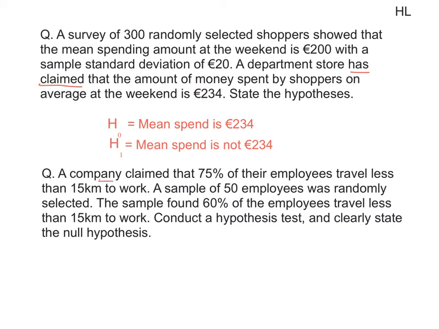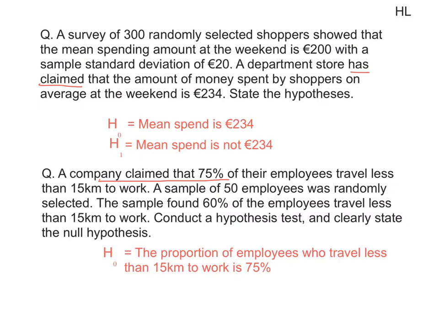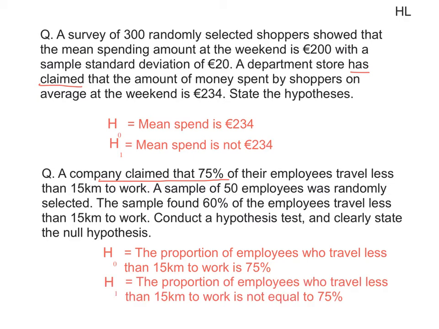In this case, we're still looking at a company claim, so a statement or a claim that has been made. Once again, our null hypothesis is the claim that has been made, but in this case, rather than it being about the mean, it is being made about the proportion. Our null hypothesis is that the proportion of employees who travel less than 15 kilometers to work is 75%. Our alternative hypothesis is the contradictory statement: that the proportion of employees who travel less than 15 kilometers to work is not equal to 75%.